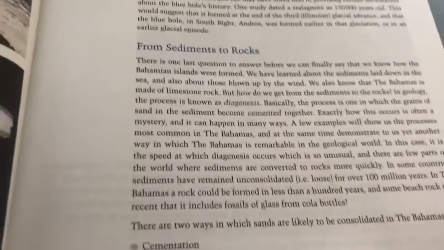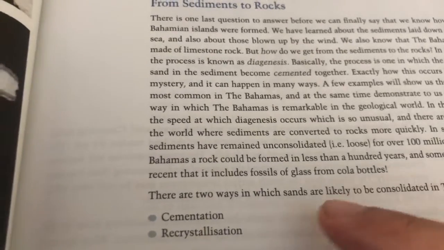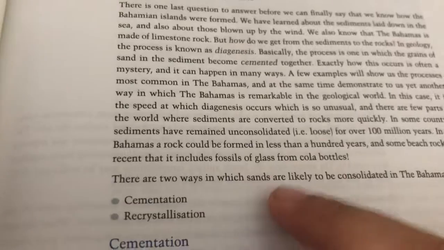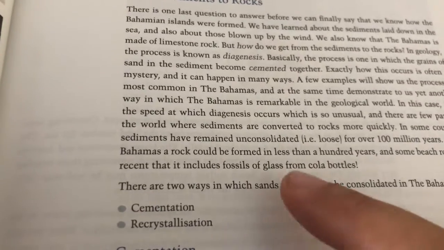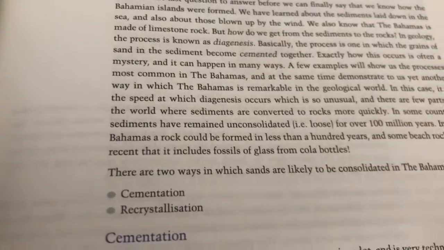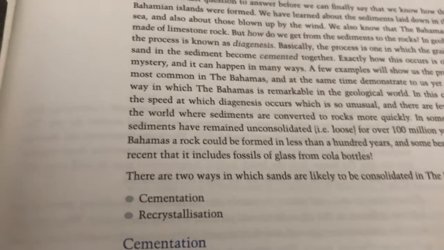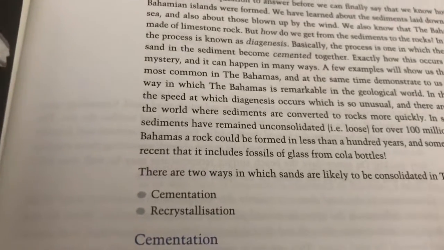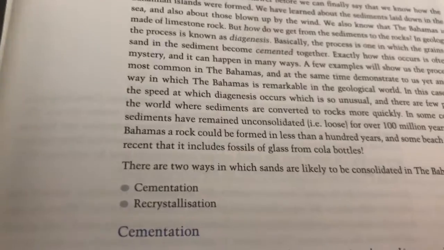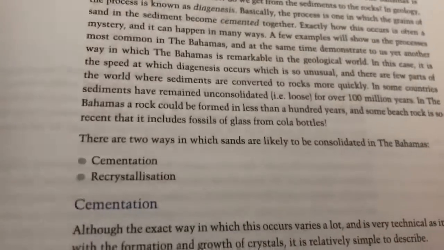Now, in the Bahamas, this process happens so quickly that a rock could be formed in less than 100 years. There have been examples of fossils of glass from cola bottles, and cola bottles have obviously not been around that long, so we generally know the time frame of when this happened. Now there are two processes where this sediment becomes a rock.